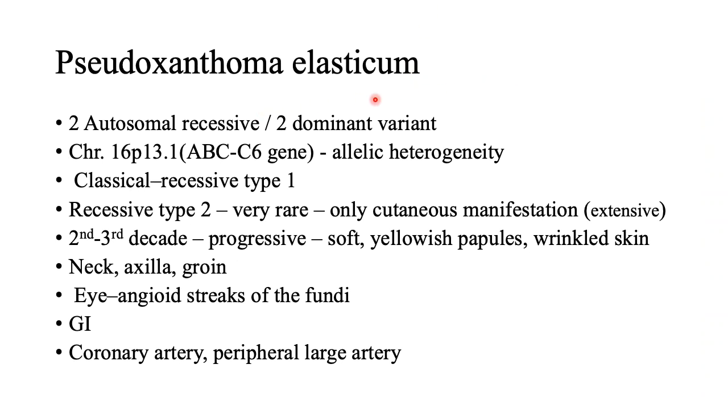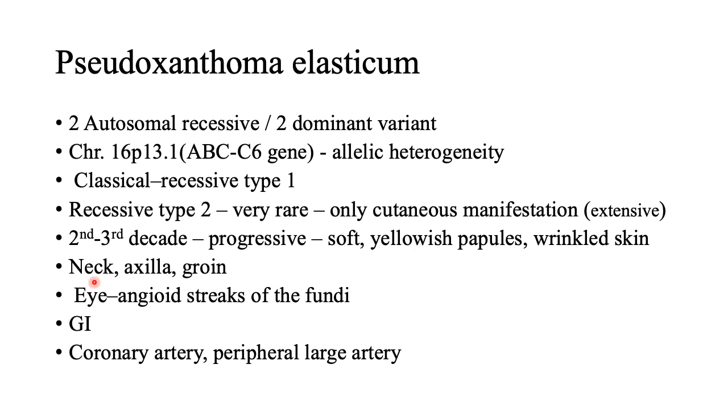Pseudoxanthoma elasticum, as the name indicates, shows some defect in elastic fiber. There are two autosomal recessive and two dominant variants present. The classical type is the recessive type 1 and the recessive type 2 is very rare, but it shows only cutaneous manifestation, which are extensive. The lesions are xanthoma-like, soft and yellowish papules with wrinkled skin, which appear in the second or third decade of life and are progressive in nature. The sides of the neck, axilla and groin are mainly involved.